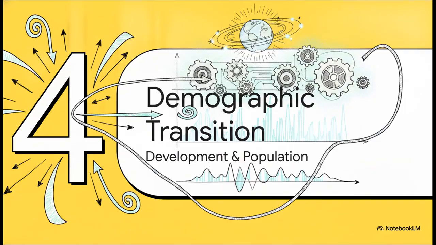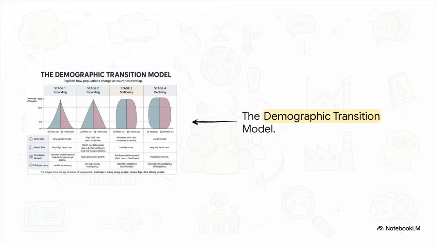Section 4. Demographic Transition Model. To make sense of all these varying growth rates and extreme scenarios, demographers rely on something called the Demographic Transition Model, or DTM for short. Think of this as a historical cheat sheet. It brilliantly maps out how birth rates, death rates, and total population size change as a country develops economically over time. You'll also notice how a population pyramid visually shifts its shape, from a wide base to a narrow top as a country progresses through these different stages of development.